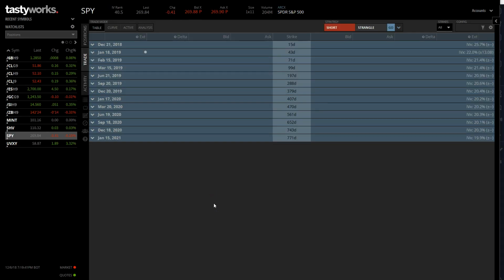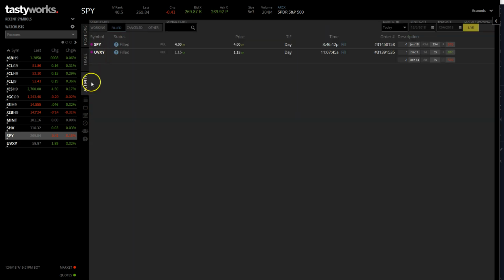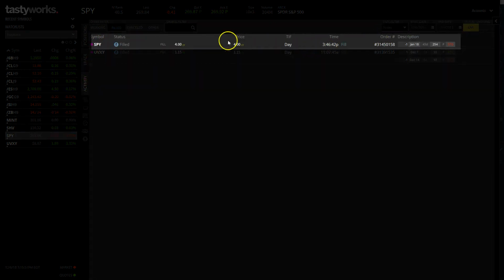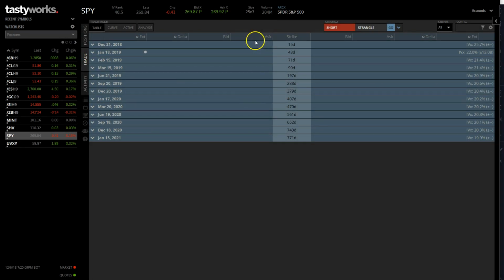So here we are in my trading platform. Using Tastyworks as a broker for this example, and as we can see in the activity of today at 3:46, I was filled at $4 credit, and I sold one put, the 254 strike price of 43 days to expiration. So if we go to trade, and this is the option chain, so this is where you can choose what you want to sell or buy.